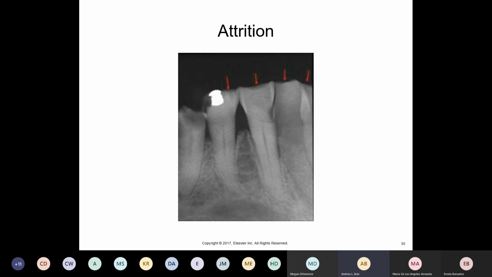So this one is showing you incisal edge attrition. So you can see how there's that little line of radiolucency where those arrows are pointing. You could get in the mouth and you could clinically see that that's not decay. It's where the enamel is worn away.